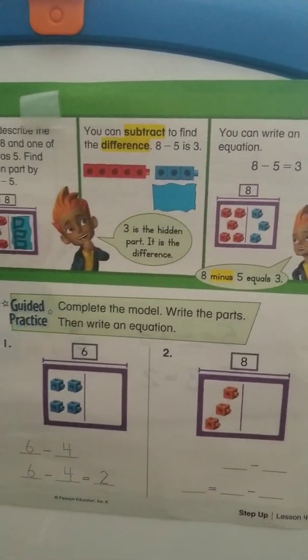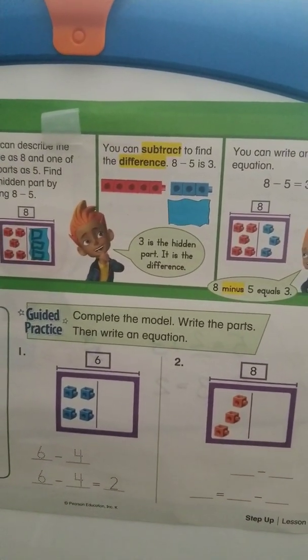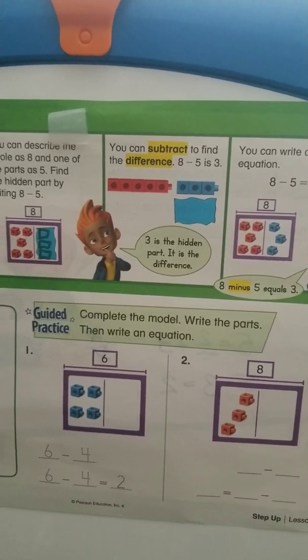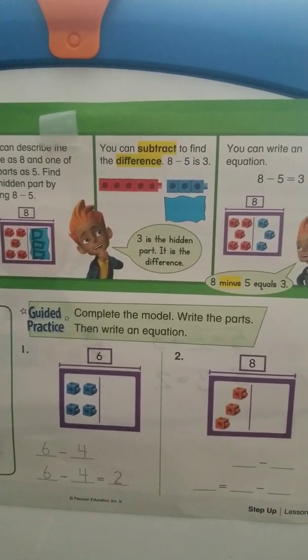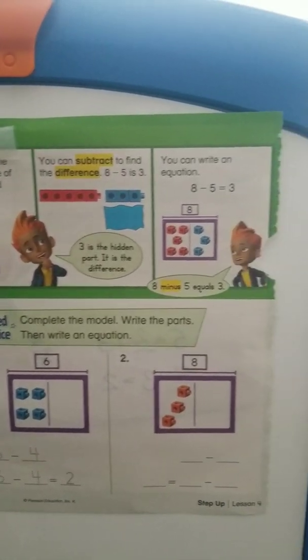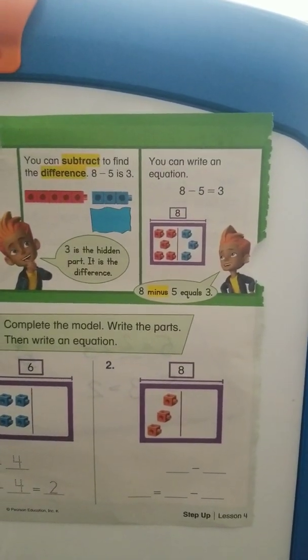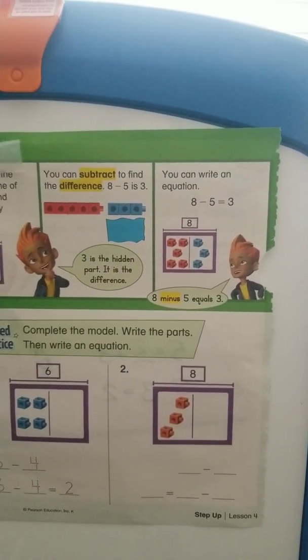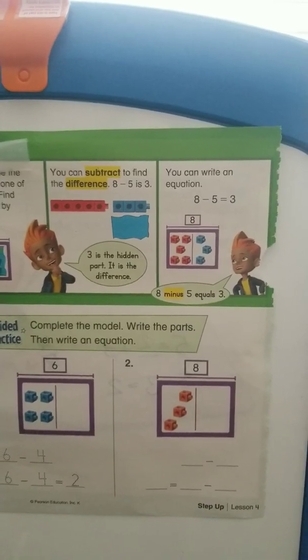You can subtract to find the difference. 8 minus 5 is 3. 3 is the hidden part. It is the difference. You can write the equation. 8 minus 5 equals 3. Tricky, but you guys can totally do this.